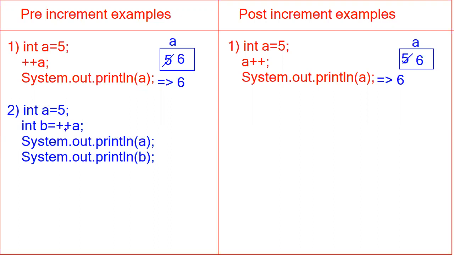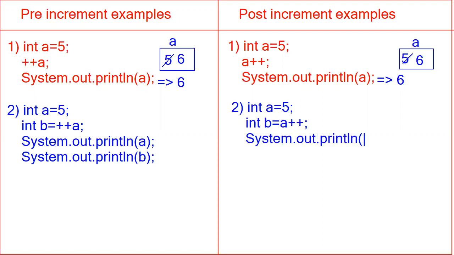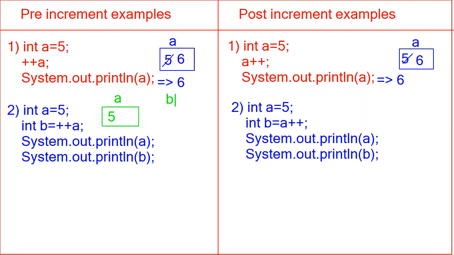Here incrementation is there, assignment is there. Now it is pre. Here one more, post: int a equal to 5, int b equal to a plus plus, system dot out dot println a, system dot out dot println b. Now you observe, first a value is 5.